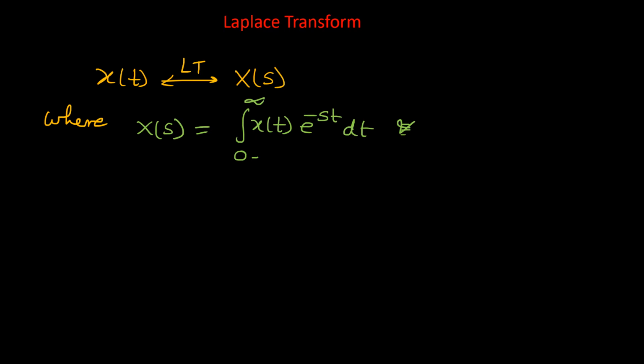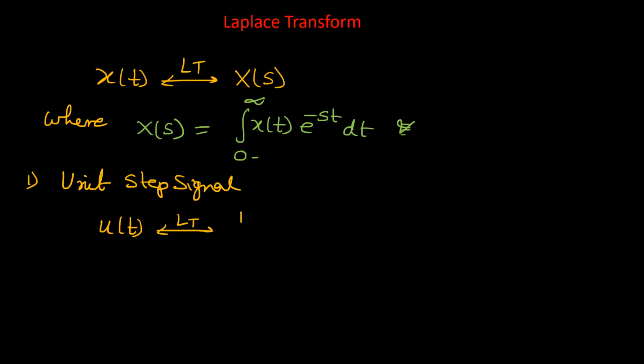Now, for a few important signals. First of all, for the unit step signal u of t, the Laplace transform is well known. This is 1 upon s, and that is very easy to prove. So, the Laplace transform of u of t.